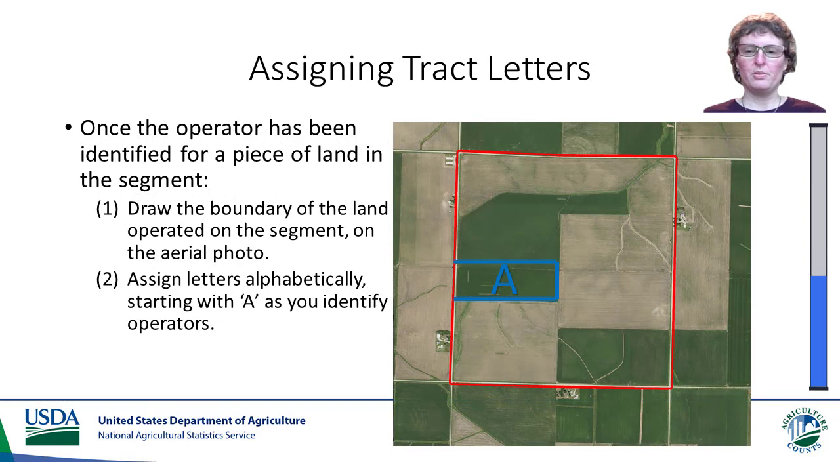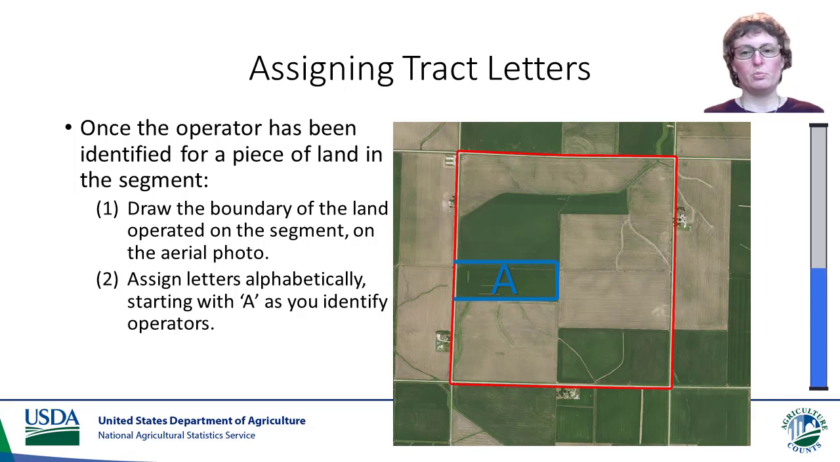Now that we know how to define the operator, let's go back to our aerial photo. Once an operator has been identified for a given piece of land, draw off the boundaries of the land they operate in the segment on the aerial photo using your blue writing utensil provided by your regional field office. Assign a tract letter for the land they operate. We will assign letters alphabetically, starting at the beginning with letter A.